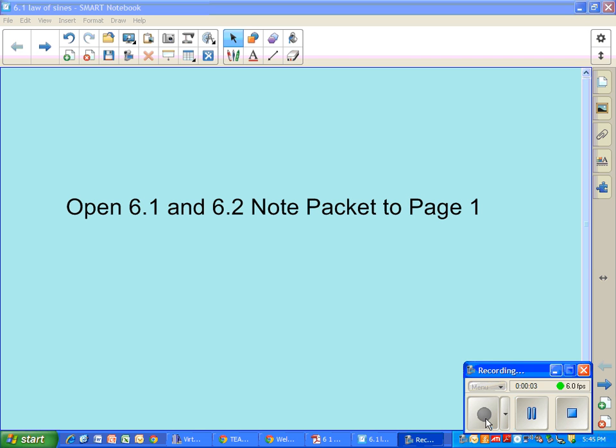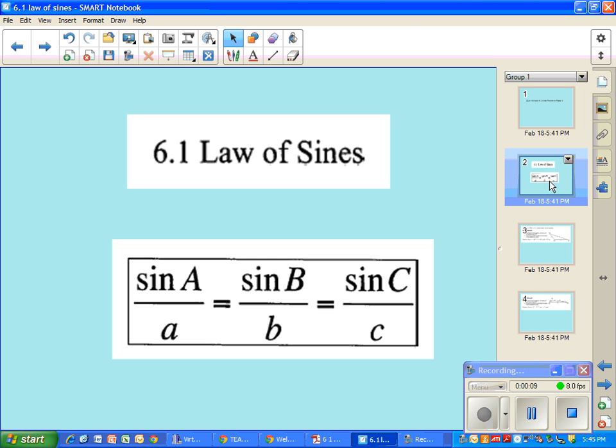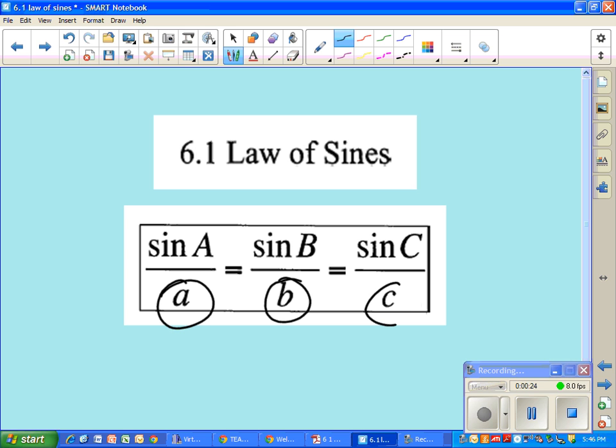Please open your note packet to page 1. We're going to be doing law of sines. You have a really basic formula: sine A over a equals sine B over b equals sine C over c. The little a is a side length, same thing as b and c. All the lowercase letters are the side lengths, and all of the uppercase letters next to sine represent angle measures.